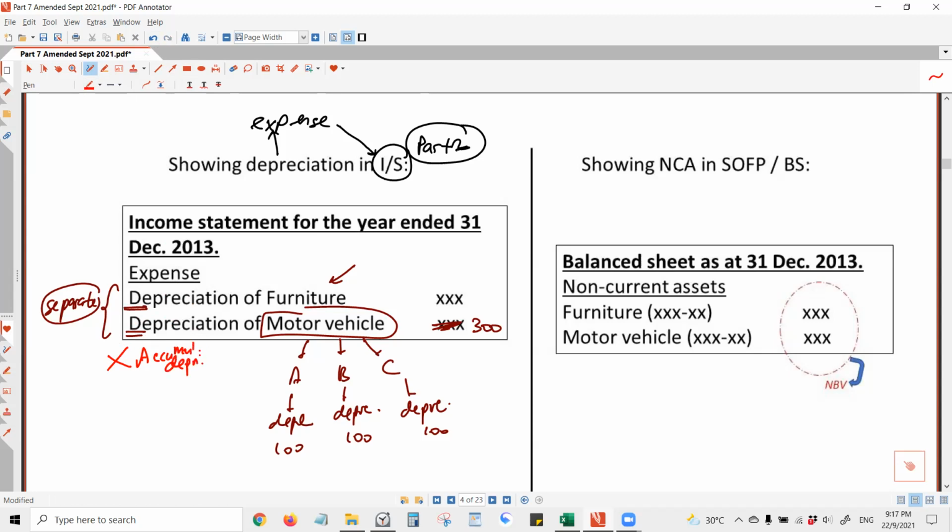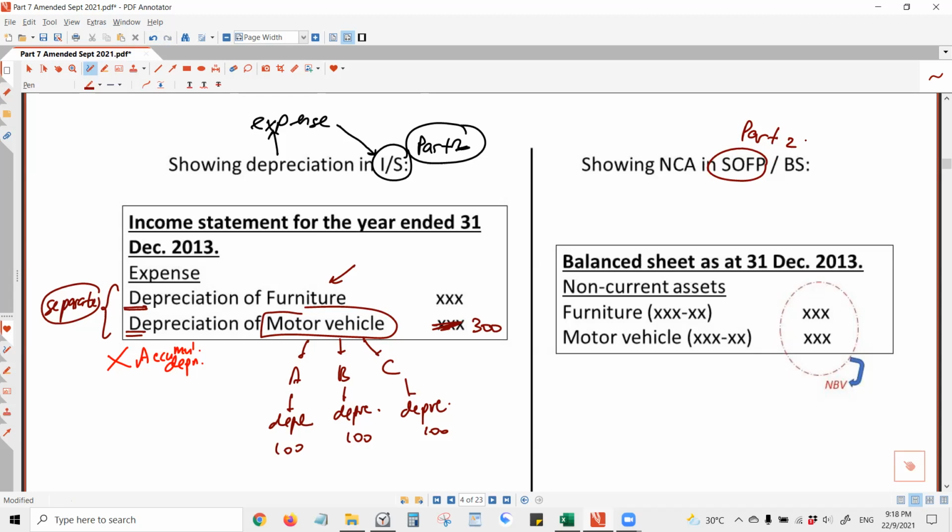Now how about showing NCA in your SOFP? Remember SOFP? You learn it in part 2, the balance sheet. Firstly, you have all the assets on top. Begin with NCA, then CA. Next, you have the capital section, then NCL and CL. Remember, you learn it in part 2.